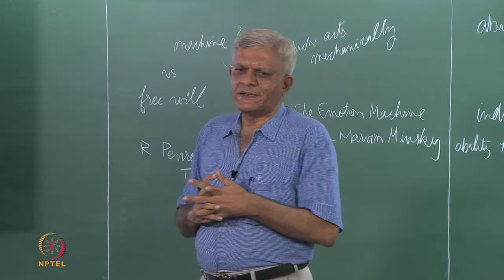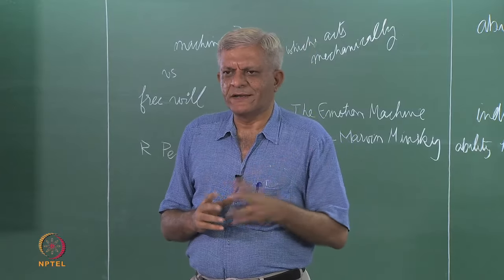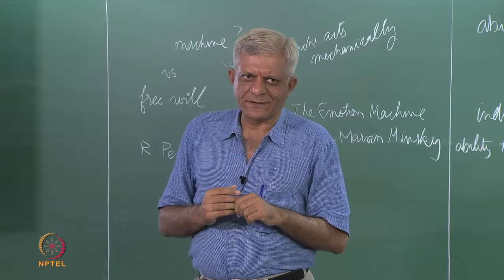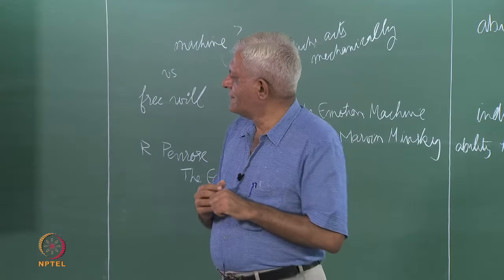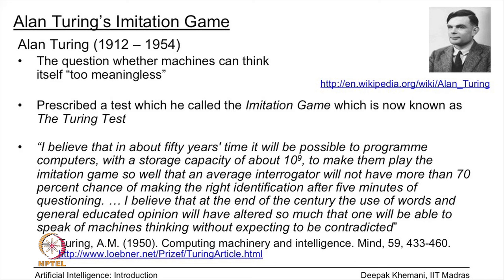Bill Gates apparently had once said that who on earth will need memory more than 64K essentially. So, Turing said that with a capacity of 10 raised to 9, computers could play the imitation game, the game that we just described, so well that an average interrogator will not have more than 70% chance of making the right identification after 5 minutes of questioning. And then he says that I believe that at the end of the century, use of words and general educated opinion will be altered so much that one will be able to speak of machines thinking without expecting to be contradicted.